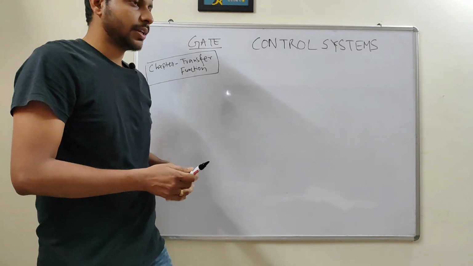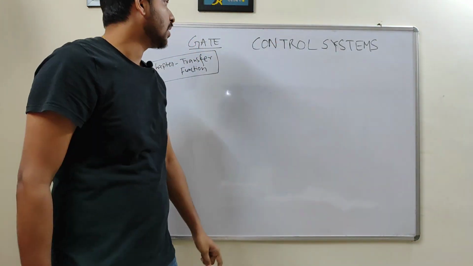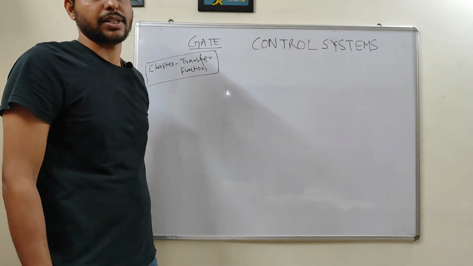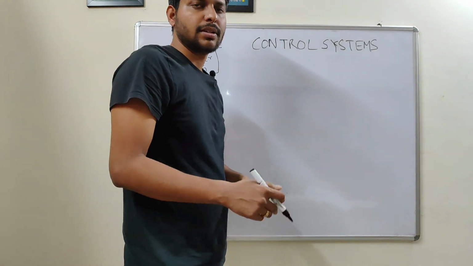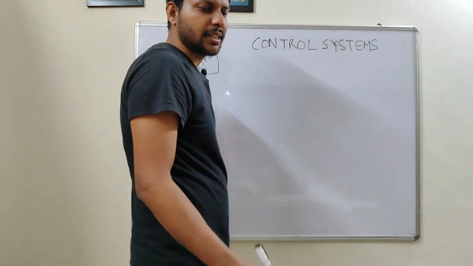Okay, let's get the ball rolling. Okay, so we are solving problems from control systems. The first chapter is transfer function. Okay, so let's start with one of the easiest problems.